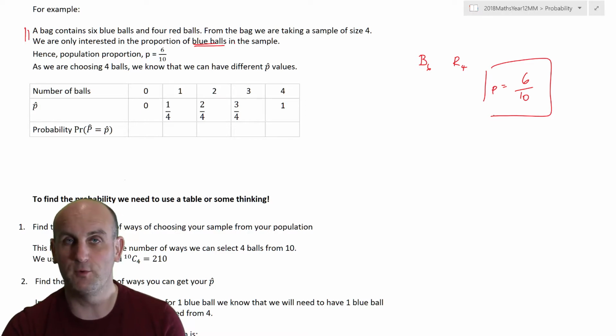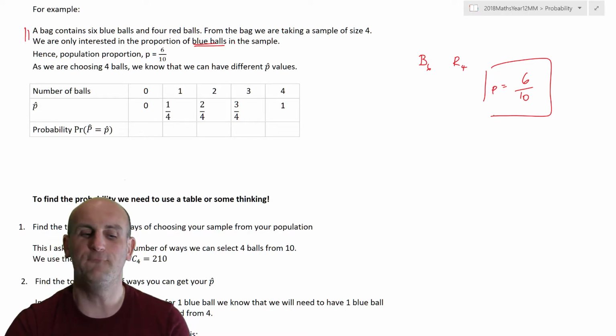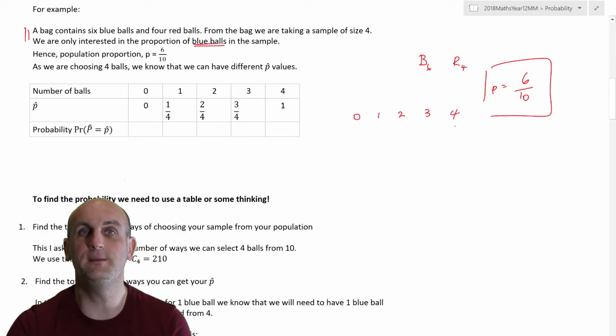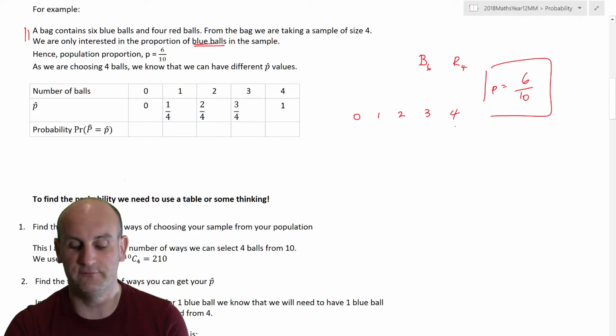My sample proportion is going to change. Why? Well, every time I take 4 balls out, the number of blue balls that are possible to be there can vary between 0, i.e. there are no blue balls, 1, 2, 3, or 4. There can't be any more than 4 blue balls if I'm only taking 4 out.